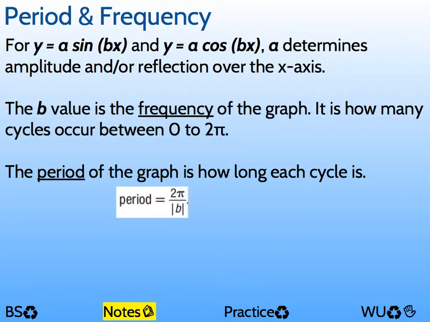The period is basically how long each cycle is, and all you have to do to find the period is you take 2 pi and then divide it by the absolute value of b. So to recap, if your b value is larger, it's like you take the original sine or cosine graph and kind of squish it and condense it on the left and the right. If the b value is smaller, then you're stretching it out and making it wider.